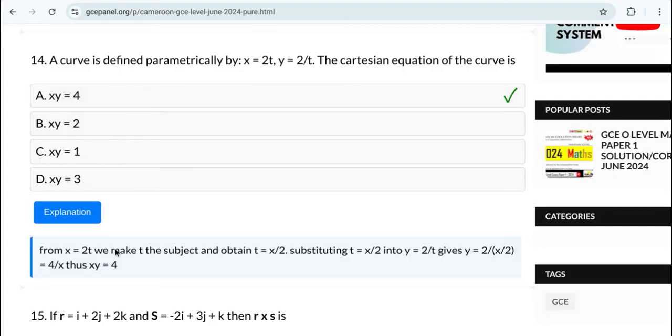So from x equals 2t, we make t the subject of the formula. t will be equal to x on 2. We now substitute t equals x on 2 into y. This will give us y equals 2 on x on 2. So this will be equal to y equals 4 on x. And multiply both sides by x, we have xy equals 4.